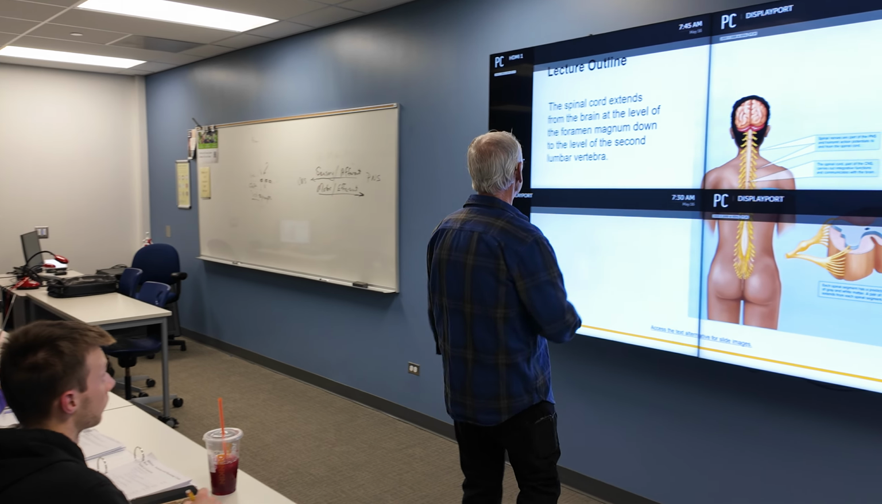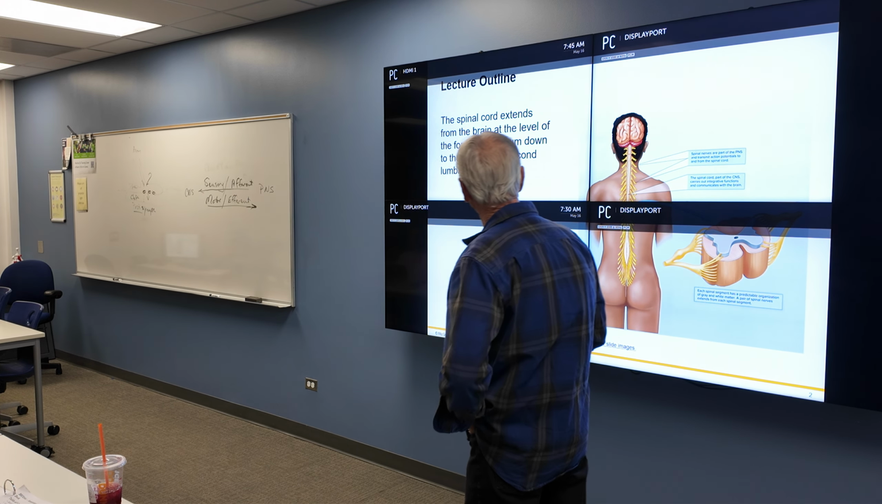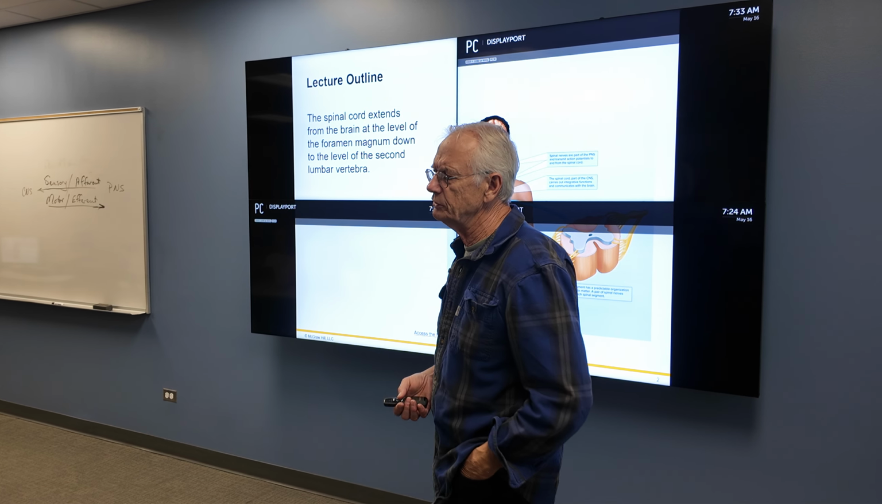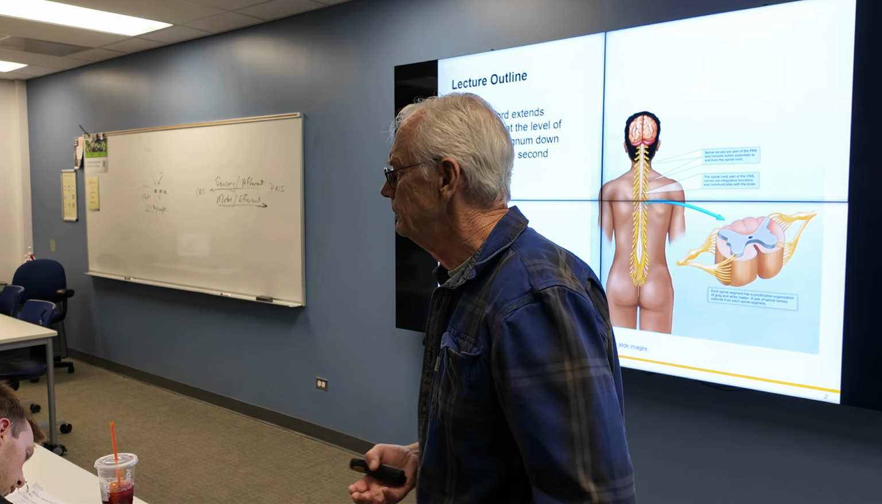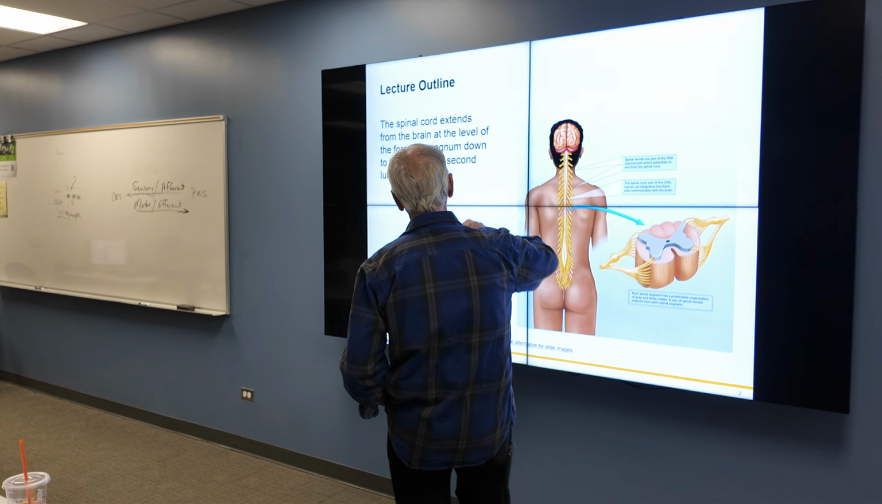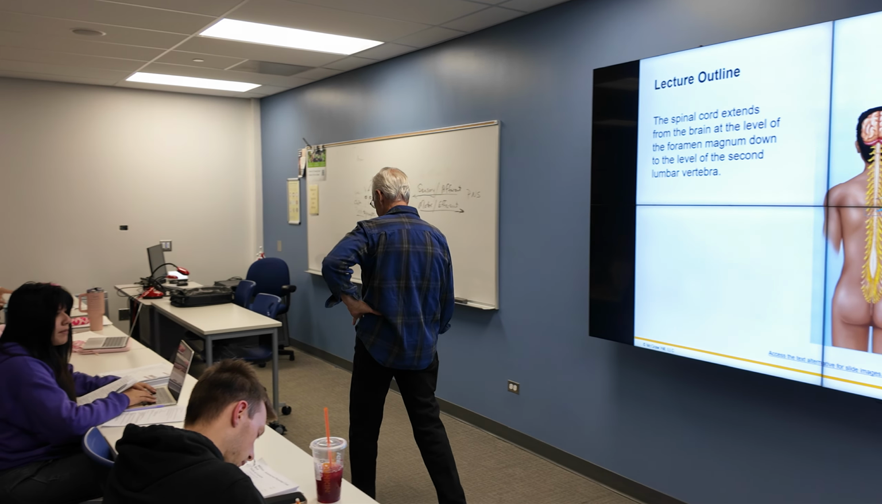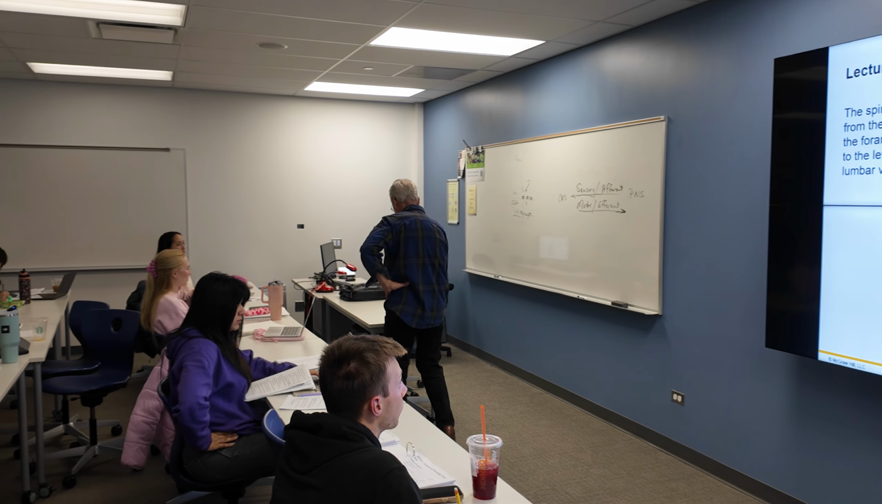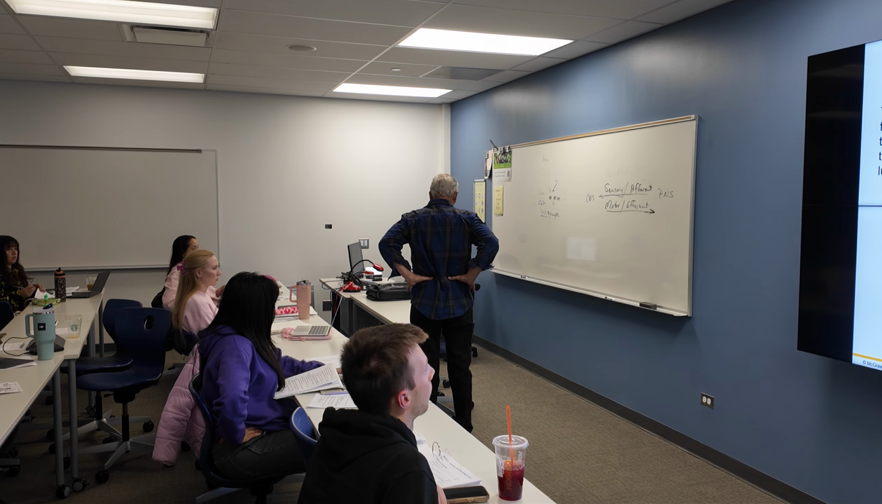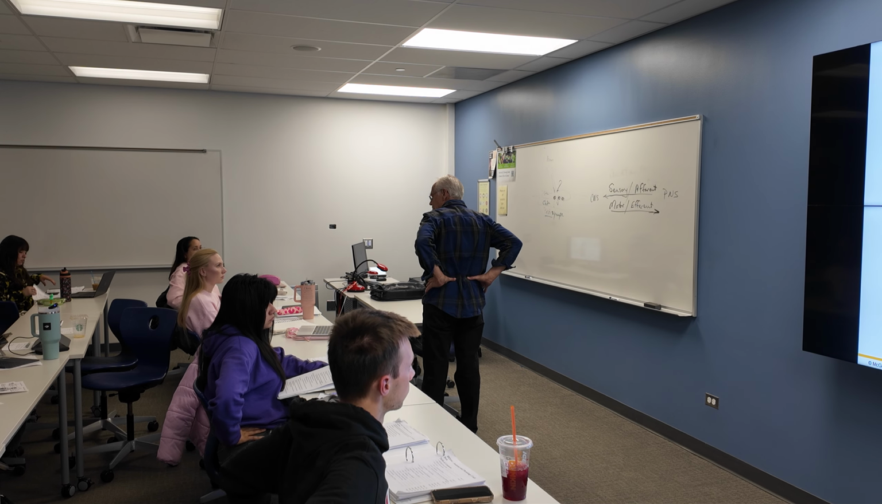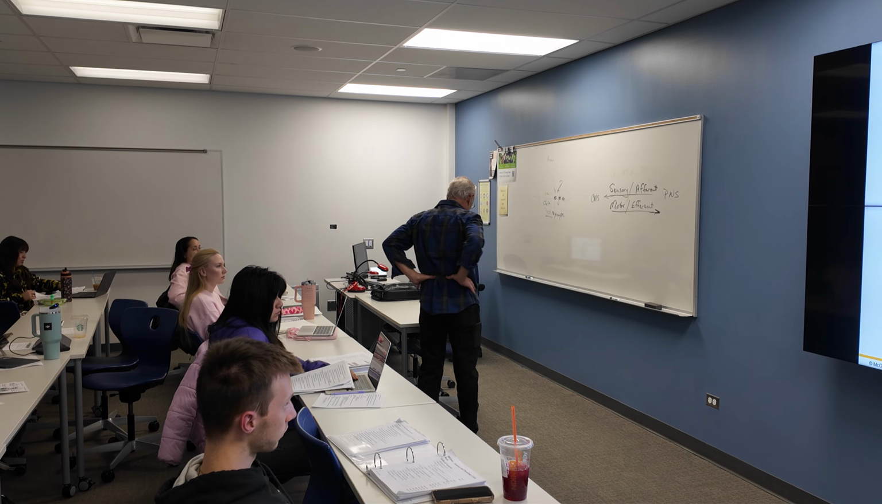All right, so the spinal cord extends from the brain at the level of the foramen magnum. We're good with foramen magnum? Okay, from the level of the foramen magnum down to the level of the second lumbar vertebral segment. Second lumbar. If you put your hands on the crest of the ilium right here, and you go in, you're about L4, L5. You're right at the junction, kind of L4, L5 right here.